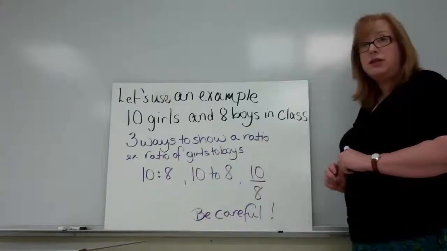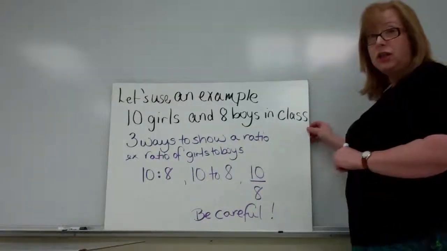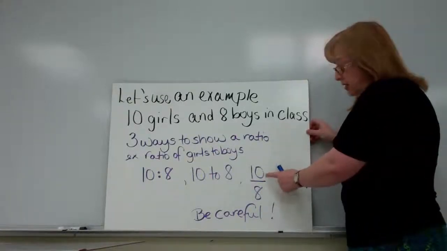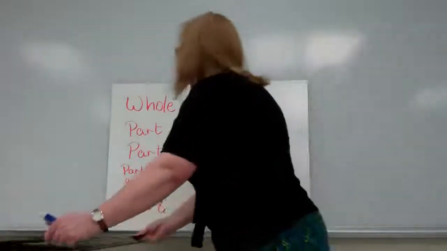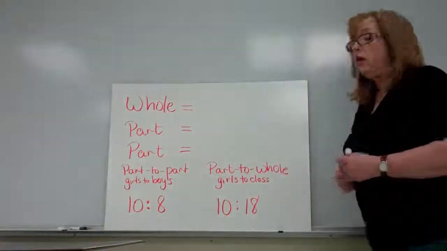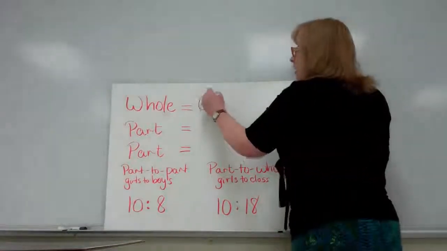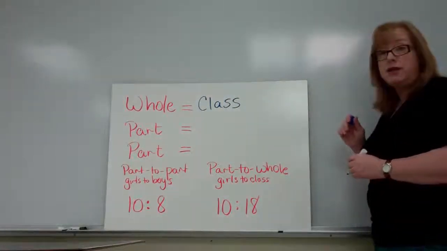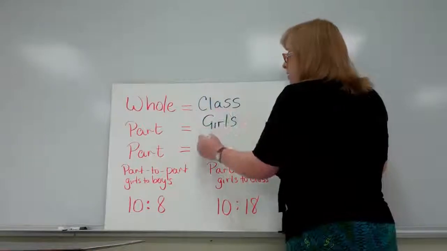But be careful on this last one, as this is not really a fraction. It is a part-to-part ratio because we're using part of the class compared to another part of the class. So what is the whole in our example? The whole is the class, made up of boys and girls. And so one part is the girls, and one part is the boys.